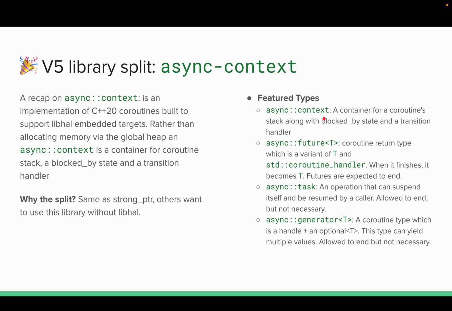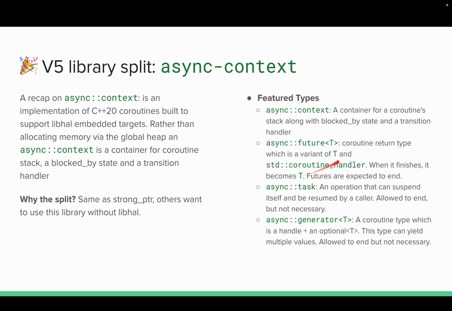Featured types. We have context, which we already went over. We have async future type, which is a coroutine return type, which is a variant of T and a coroutine handle. What does that kind of mean? Think about it like this. When you call a function that returns back a future T, you either get back a T, meaning that the operation you asked for finished and gave you back a value, cool, or it says, hey, I can give you back the value. Here is a coroutine that you can execute in order to get the value. When that coroutine finishes and returns, the T should be created, and it should be available and you should be able to access it.